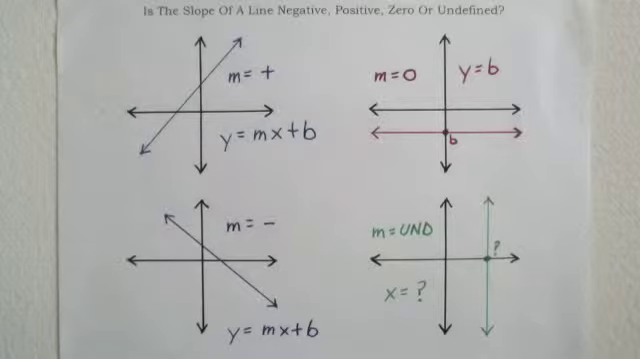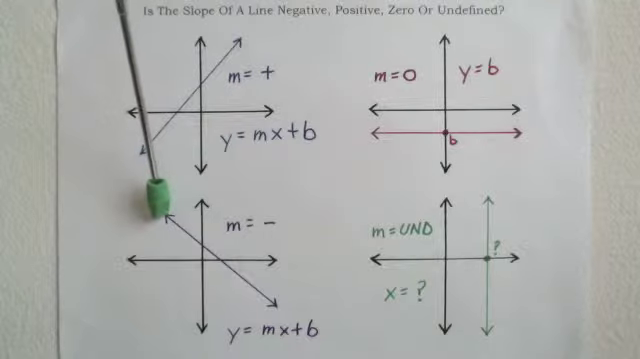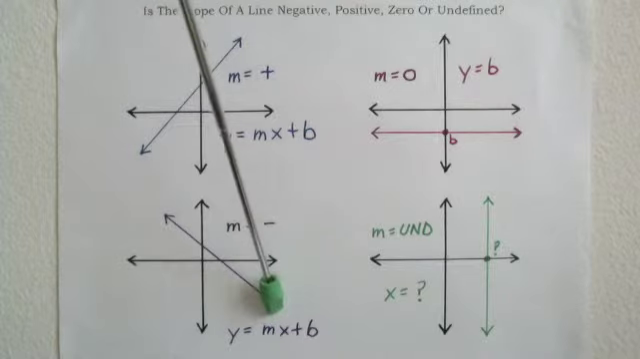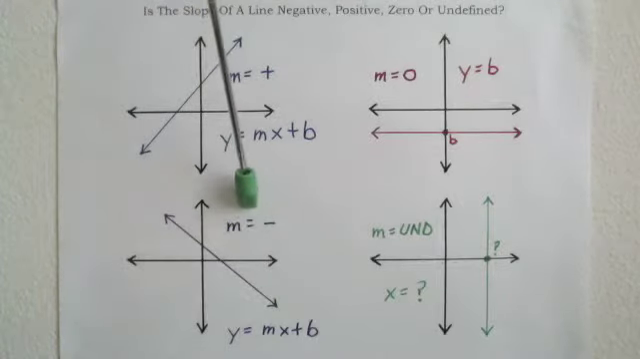I want you to imagine standing on the far left side of a line. If you move uphill as you move from left to right on that line, then the slope is positive. M is the symbol that represents slope in a linear equation. If you are standing on the left side of a line, and as you move towards the right, you go downhill, then the slope is negative.